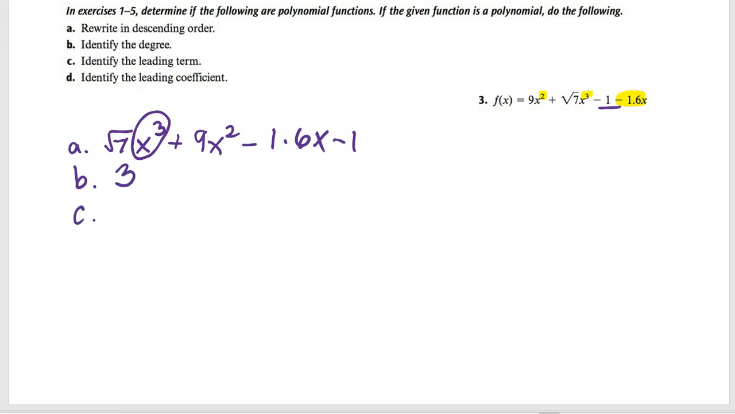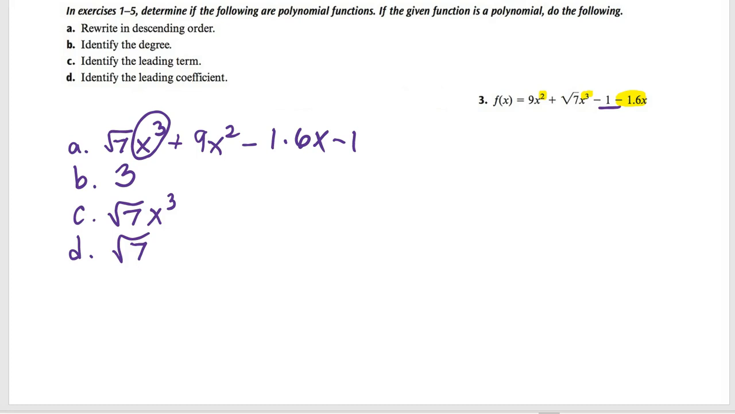Part C asks us to find the leading term. The leading term means that very first term with the highest exponent. So it's going to be square root of 7 x cubed. That's the leading term. It's the first term. And D asks for the leading coefficient. So in the first or the leading term, the coefficient is square root of 7.